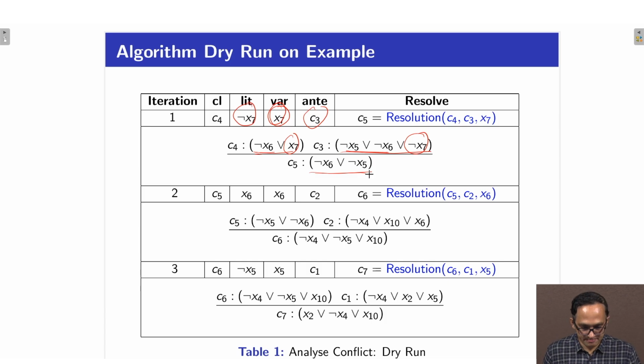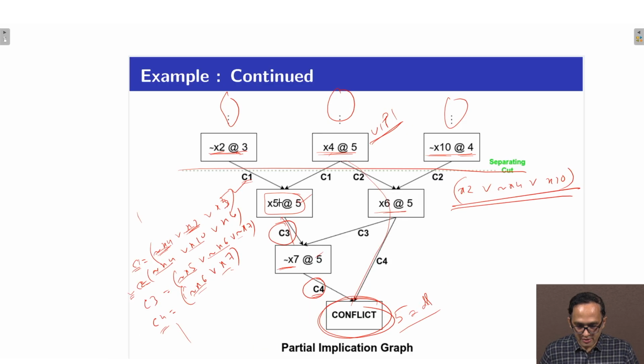So, I get C5. Now, here I will pick, say, variable x6. The literal is not x6 and the variable is x6, and this x6 is coming because of C2, because C2 is the antecedent. So now I will combine C5 and C2. Basically, I initially take C4, I get the variable x7, antecedent is C3. Then I combine C4 and C3, and I got C5.